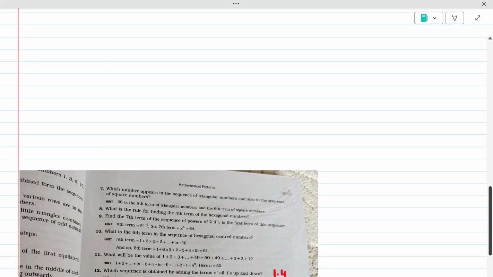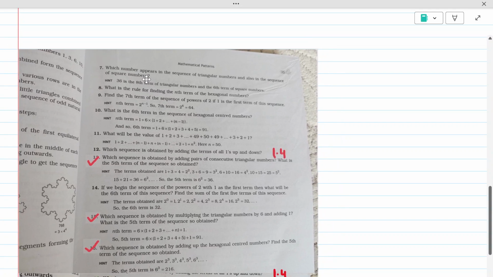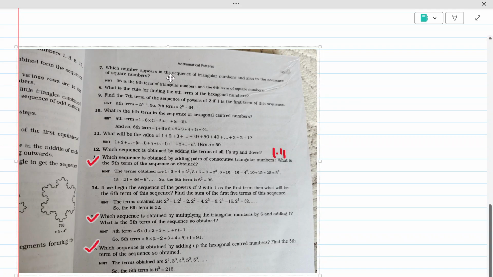Next, I am taking the 7th question. We will see which number appears in the sequence of triangular numbers and also in the sequence of square numbers. So kids, we have drawn this and it was the number 36. It's a triangular number and square number, and we have represented it in the form of a triangle and square both. This question also we have done earlier, so I'm also marking it that we have done this question.